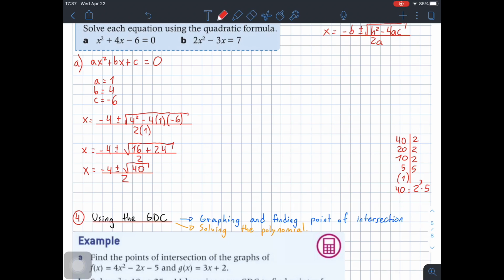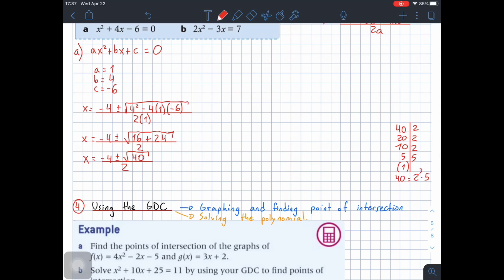Okay? So let me show that step here for you to understand. Negative 4 plus or minus the square root of 2 to the third power times 5, over 2. So this is equal to x equals negative 4 plus or minus 2 root 2 times 5, that gives us 10, over 2. There you go. So there are two possible results.